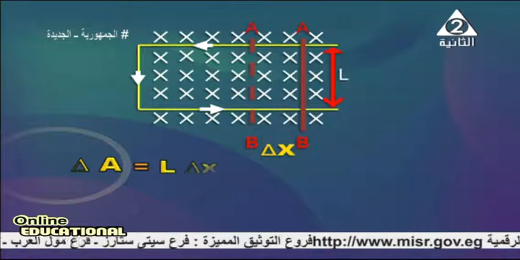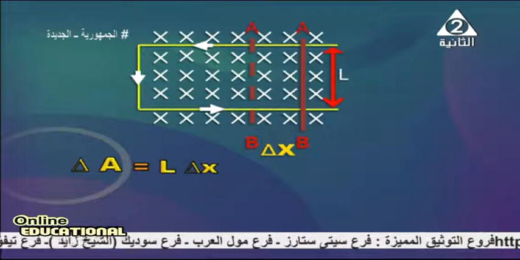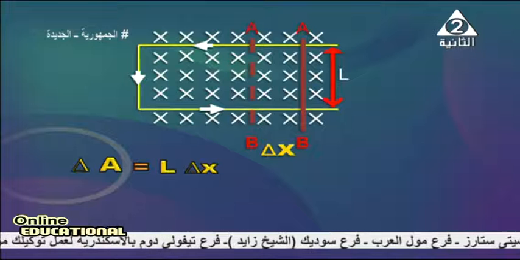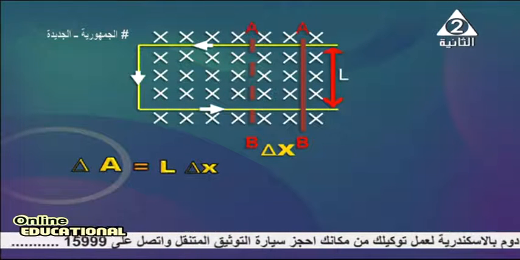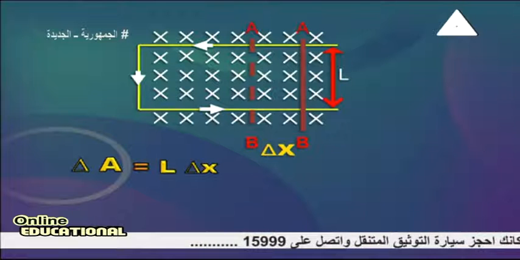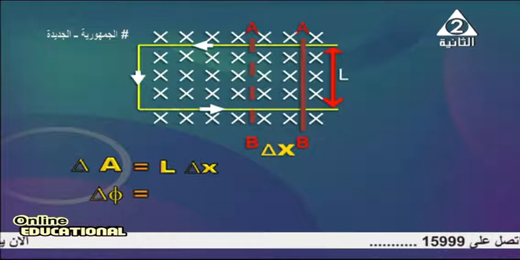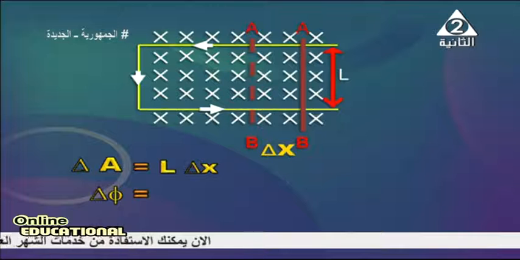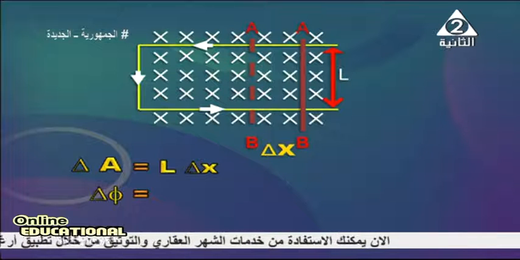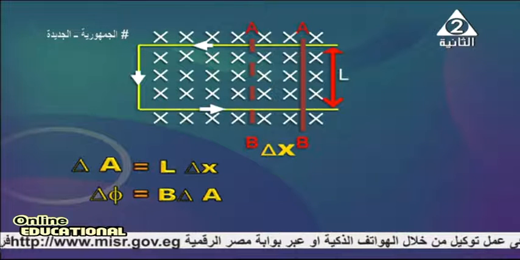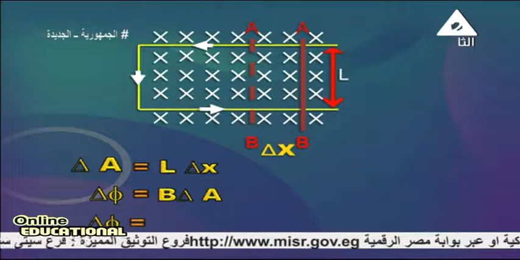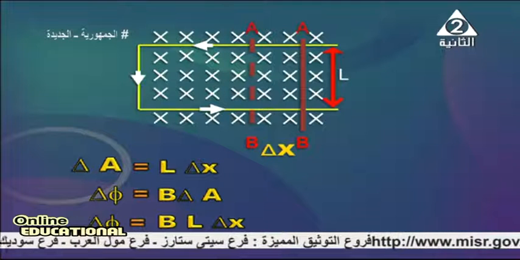And what about the EMF? The change in the field occurs in an area equal to L delta x, and the EMF is obtained from Faraday's law. So EMF equals N delta phi over delta t. We want to find delta phi first. Phi equals A B, and of course delta A equals L delta x. So delta phi equals B L delta x.